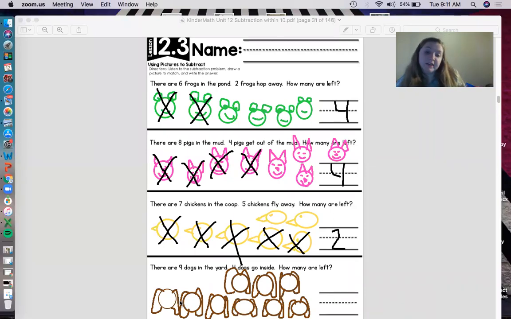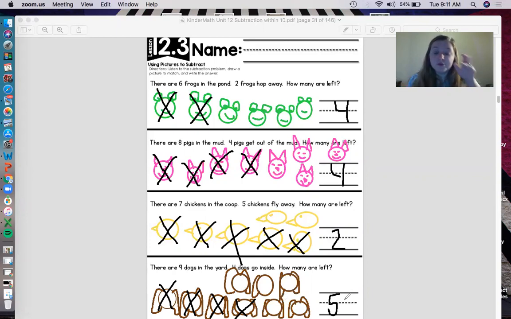All right, so I already drew my 9 dogs. I made the dogs with the floppy ears. So we have 9 dogs in the yard, and 4 dogs go inside. So how many dogs am I going to cross out with my pencil? That's right, I'm going to cross out 4. 1, 2, 3, 4. So how many dogs do I have left? Let's count. 1, 2, 3, 4, 5. I have 5 dogs left in the yard. So 9 take away 4 is 5.